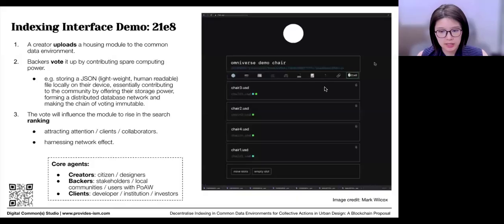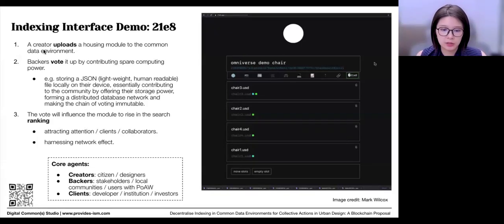So what you see here is an interface demonstration by 21E8, a blockchain startup. What you see here is that I sent a query for the Omniverse demo chair, and these are the 4 top results that came up. Chair 3 came up first because there are 2 votes, represented by the 2 boxes next to it. Chair 2 and 4 came up second, represented by the green boxes next to it. And so I am aware why certain search results came up first as a user.